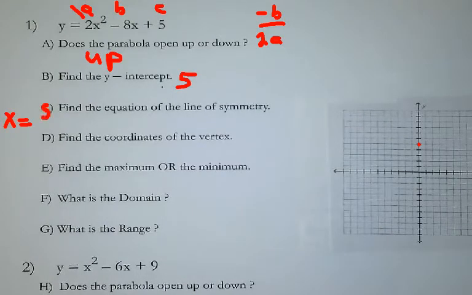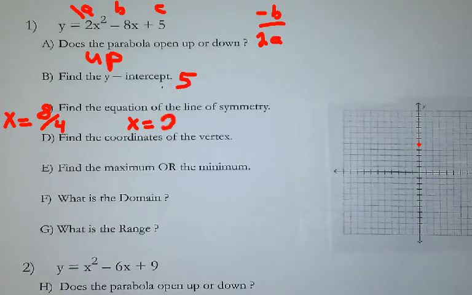So I'm going to have 8 divided by 2 times the a number. Well look, the a number is 2. So 2 times 2 would be 4. So 8 divided by 4, that is the line of symmetry. Well, what is that? That's 8 divided by 4, which is just 2. So x equals 2 is the line of symmetry.